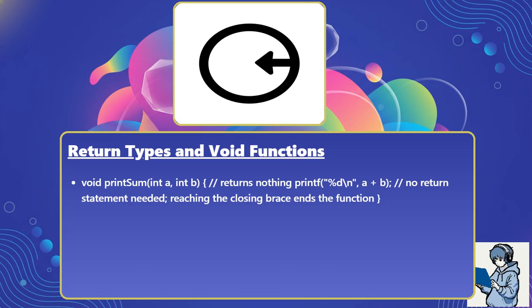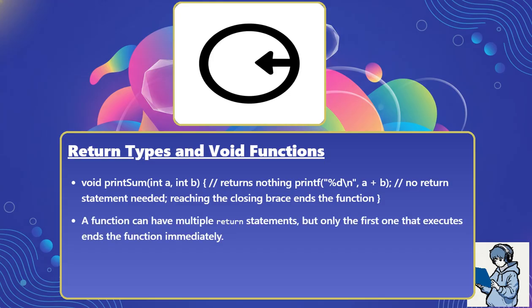void print_sum(int a, int b) { // returns nothing: printf("%d\n", a + b); } No return statement needed. Reaching the closing brace ends the function. A function can have multiple return statements, but only the first one that executes ends the function immediately. This allows early exits when an error is detected.